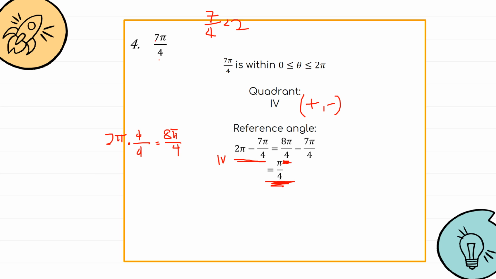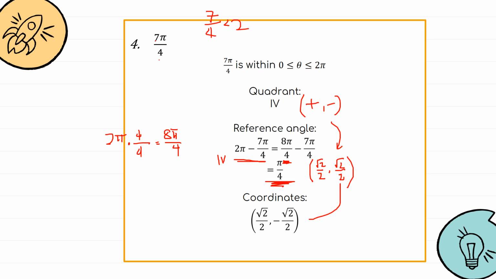And ano ang coordinates ng pi over 4? Square root of 2 over 2, square root of 2 over 2. So, yan po yung ating coordinates. So, ilapat lang natin, we end up with this one as our answer. That's square root of 2 over 2, negative square root of 2 over 2.